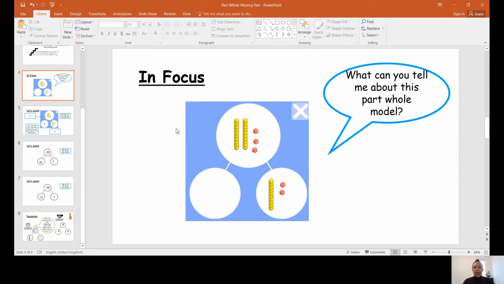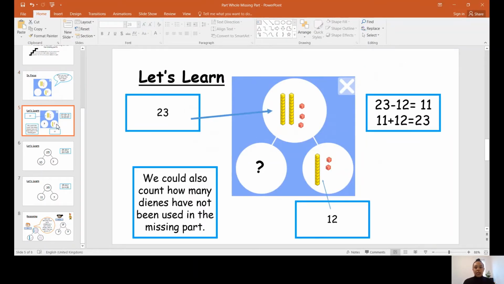Have a look at this part-whole model for me. What can you tell me about it? Pause the video now and have a little think. We can see that the whole at the top equals 23. We know this because there are two 10s, 10, 20, and three 1s, 23. We can see that one of the parts, the one at the bottom, is 12. There's one 10 and two 1s, 12. But the other part is missing.